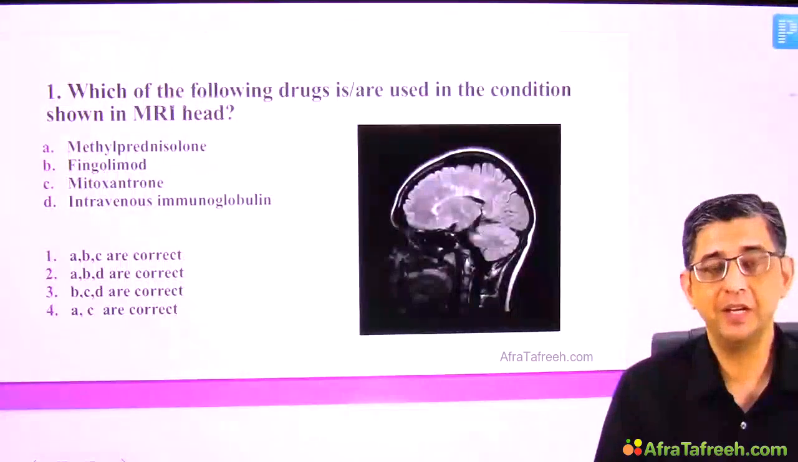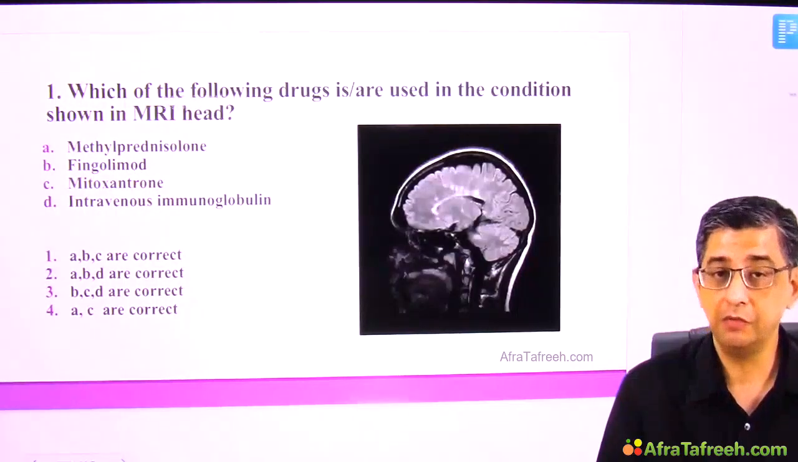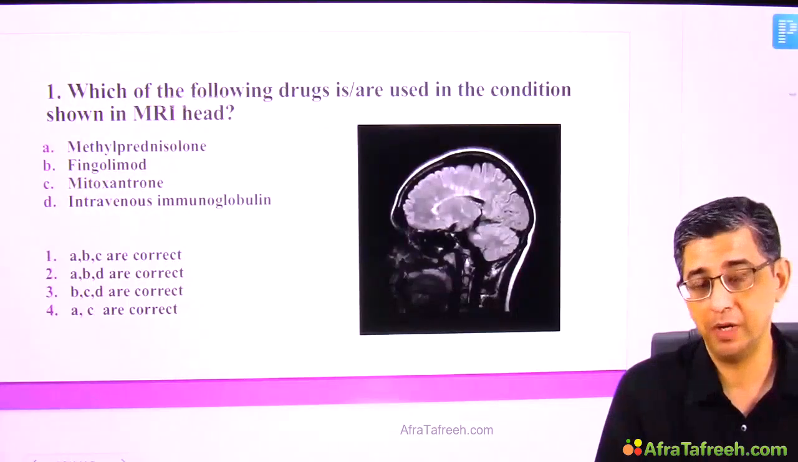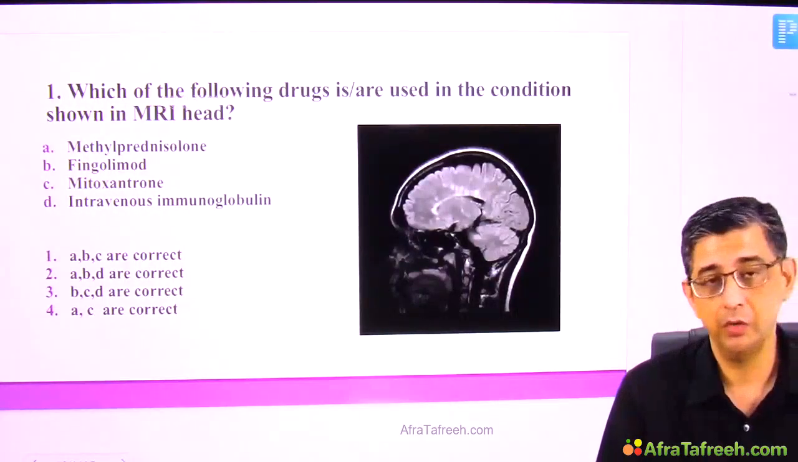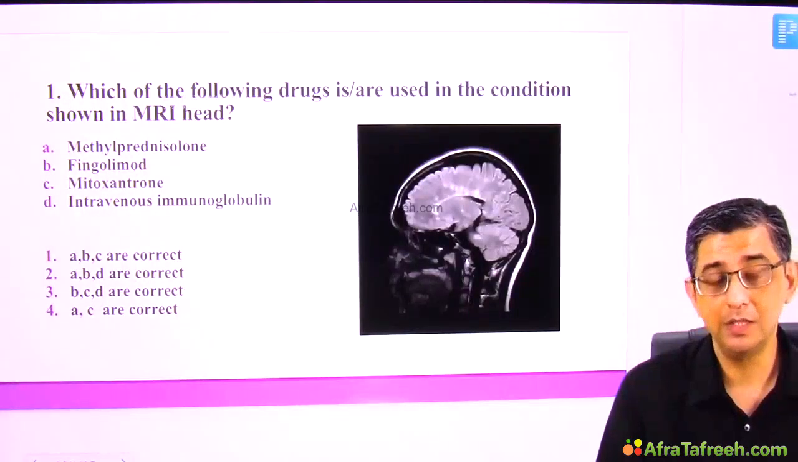Hi guys, welcome back. The new topic we're studying is image-based questions related to neurology. Starting with the very first one, he's asking you regarding which drugs are used in the condition shown in the MRI head. So it's a two-step question. You need to diagnose the condition, then pick up what drugs are going to be used, and then select multiple correct options.